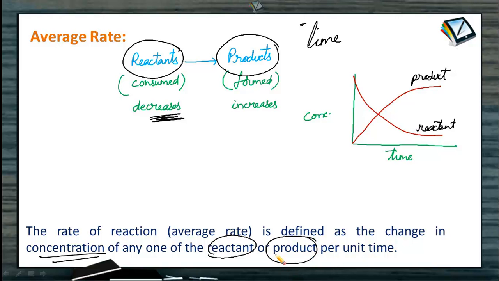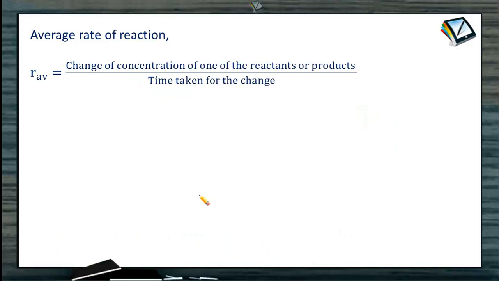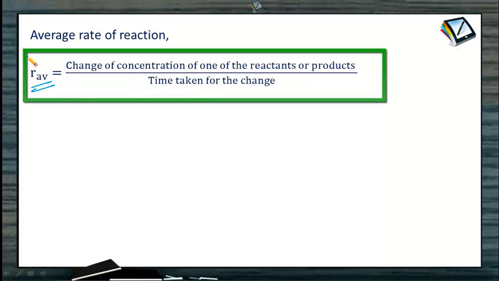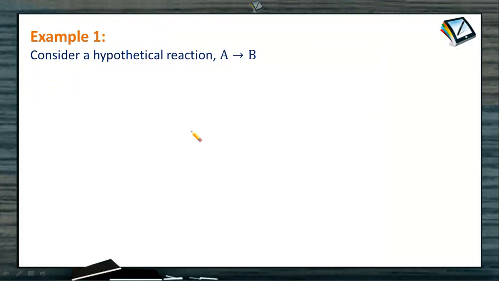Here we are talking about the average rate, that is defined as the change in concentration of any one of the reactant or product with time. And mathematically we can write like this: average rate is equal to change of concentration of one of the reactants or products divided by time taken for the change. Let me take an example and explain this.